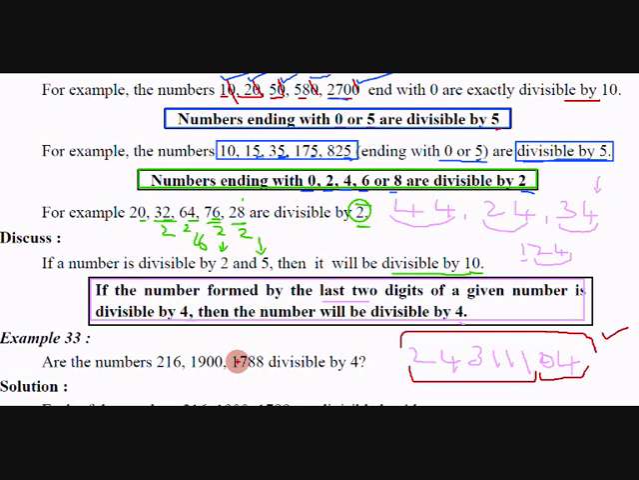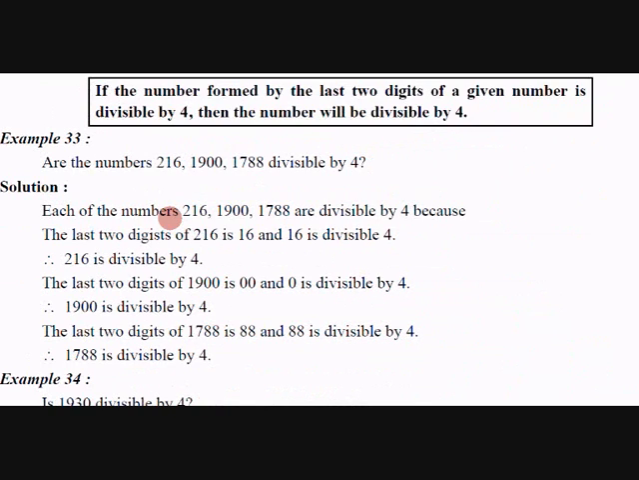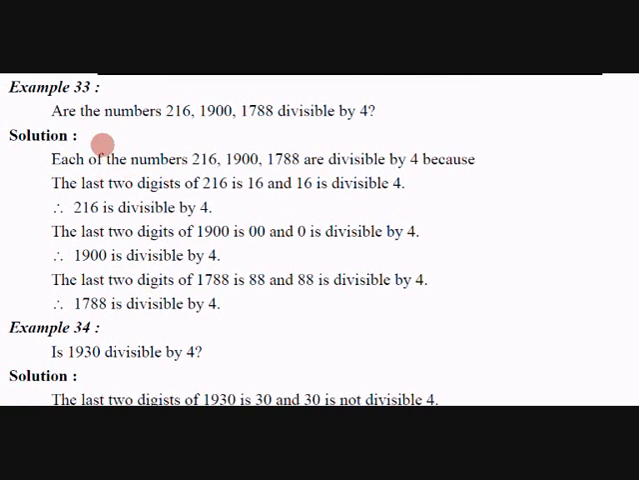Let us take example 33, right? In this example 33, it states, which of the numbers 216, 1900, 1788 are divisible by 4? They are asking whether these numbers are divisible by 4. Let us take each number. 216, 1900, 1788. We have to, per the rule, remember the last two digits.